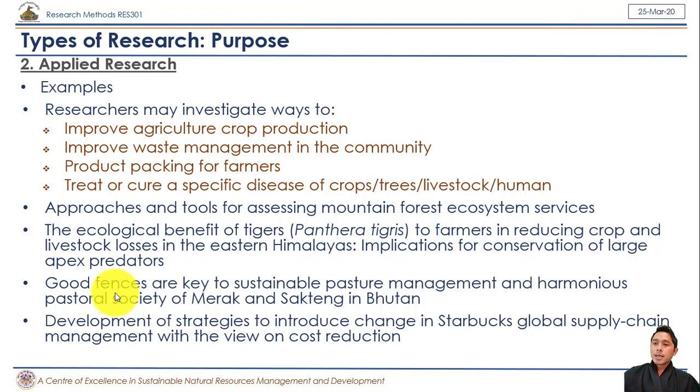Another example can be approaches and tools for assessing mountain forest ecosystems. Basically, the researcher must be trying to assess different tools and approaches in order to study mountain forest ecosystem services. And at last, he must be finding one approach or one method that will be the best to study mountain forest ecosystem services. So that's it. There are lots of examples.